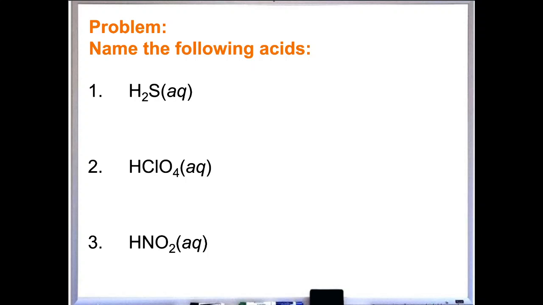Okay, so try to name these three acids real quick. Go ahead and pause and try to name these acids. Okay, so the first one, we have H2S. This is going to be a binary acid. And remember, to name binary acids, we start out with the word hydro. S, sulfur. Sulfide becomes, ide to ic, so sulfuric, hydrosulfuric acid.